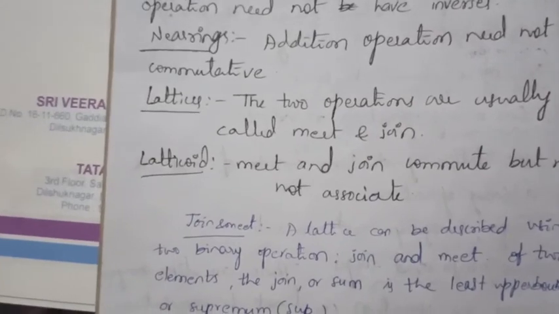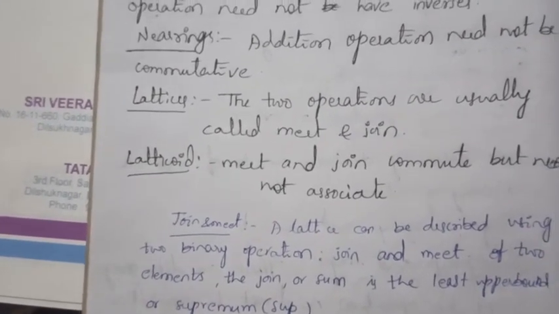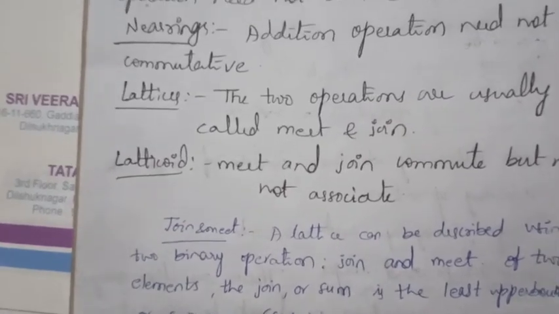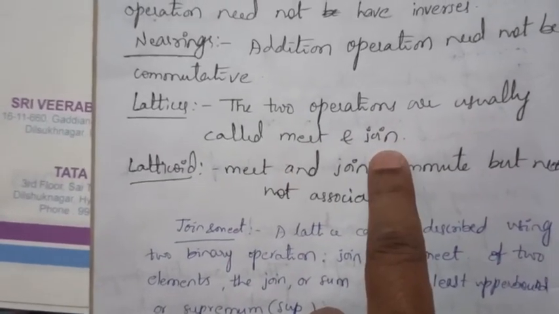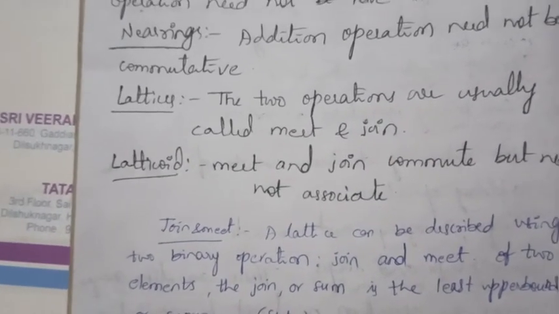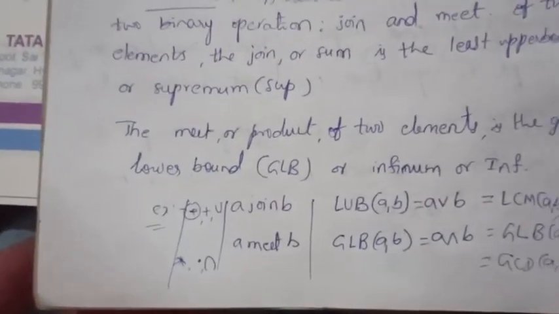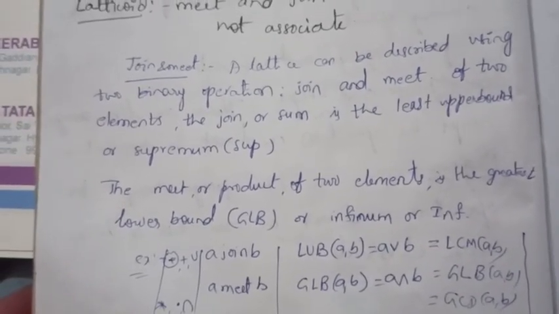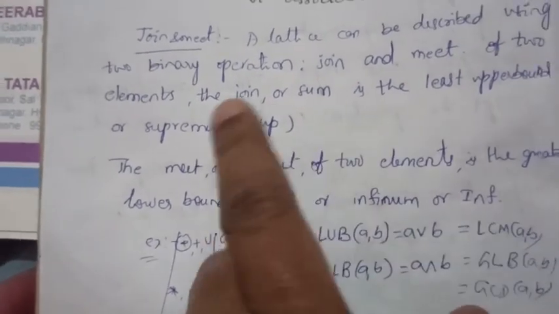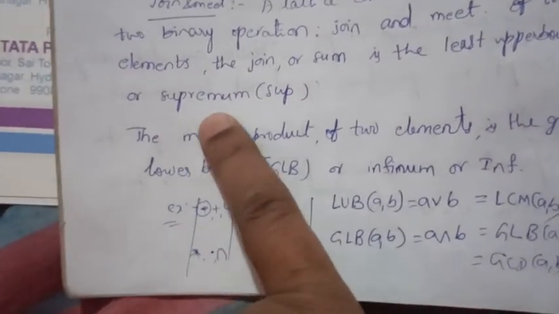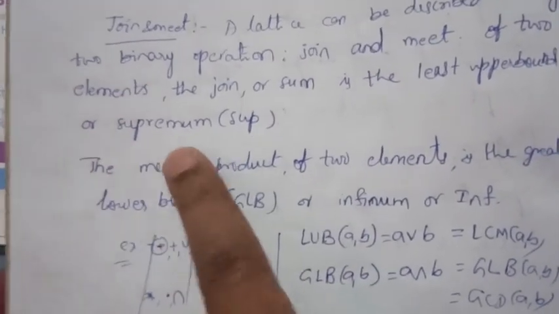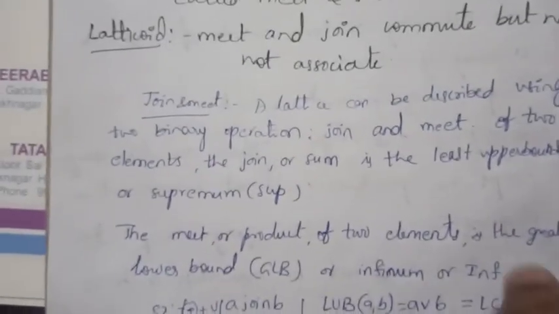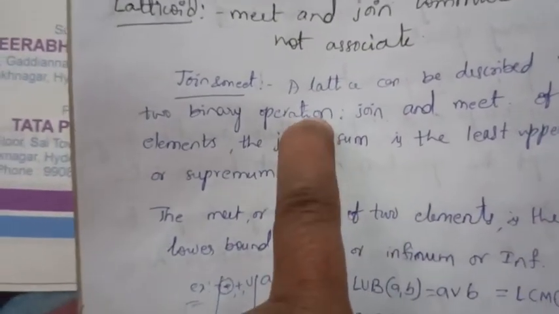And while coming to lattices, the two operations are usually called meet and join. Lattice means meet and join commute but need not be associative. What about meet and join? That you have to know. You must have an idea what is meet and what is join. Here I wrote that a lattice can be described using two binary operations, join and meet of two elements. The join is the sum, or else we can denote this by SUP and read it as supremum. And the meet means the product of two elements, the greatest lower bound, GLB. This is like LCM: join is like LCM, and meet is like GCD.